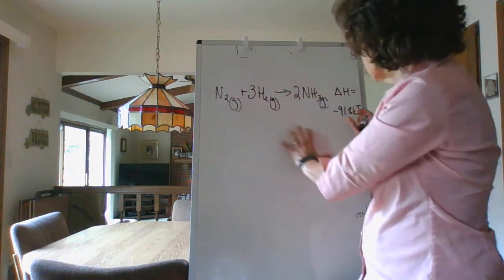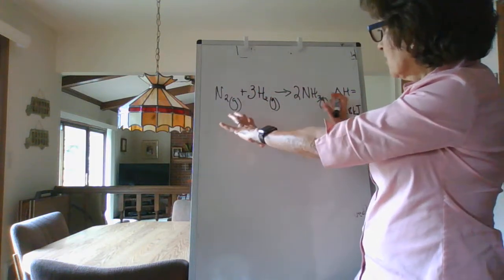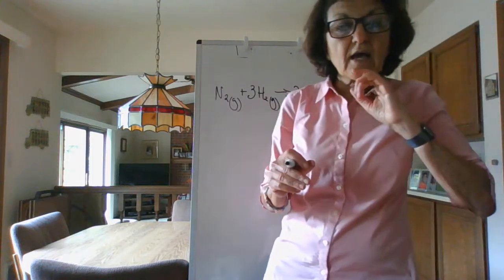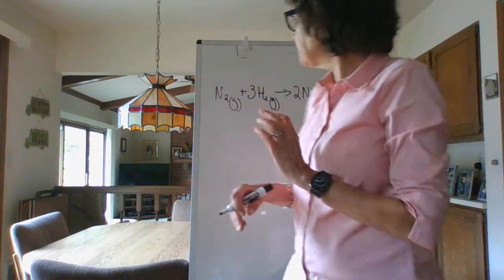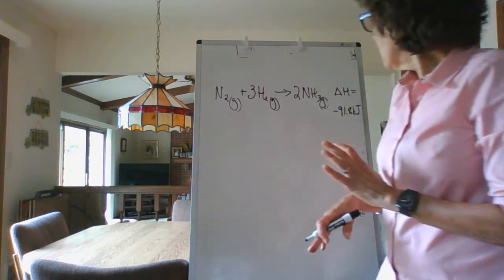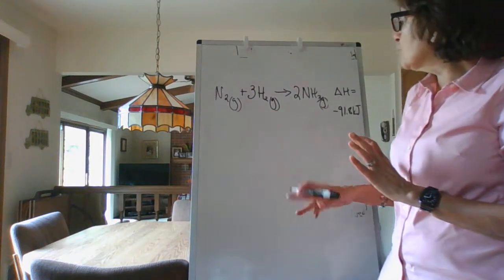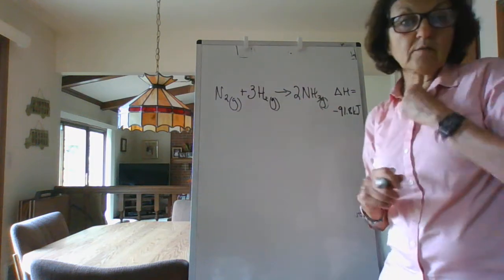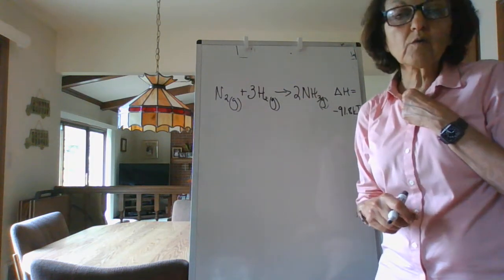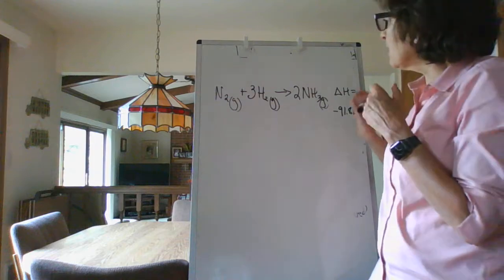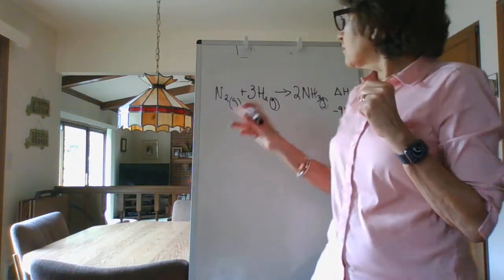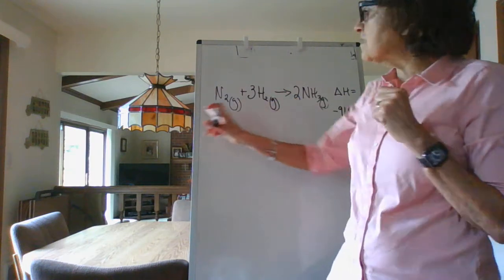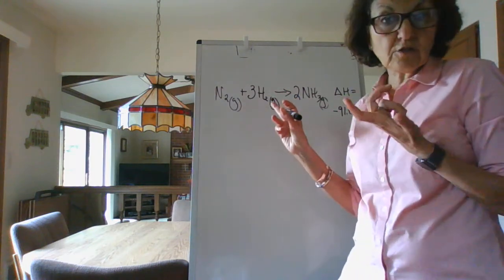Molar quantities, delta H, and your phases. How do you manipulate it? Well, what if I want to produce only 1 mole of ammonia? What do I do? How do I manipulate this so that I produce just 1 mole of ammonia? Well, in order to produce 1 mole of ammonia, I need to divide everything by 2.